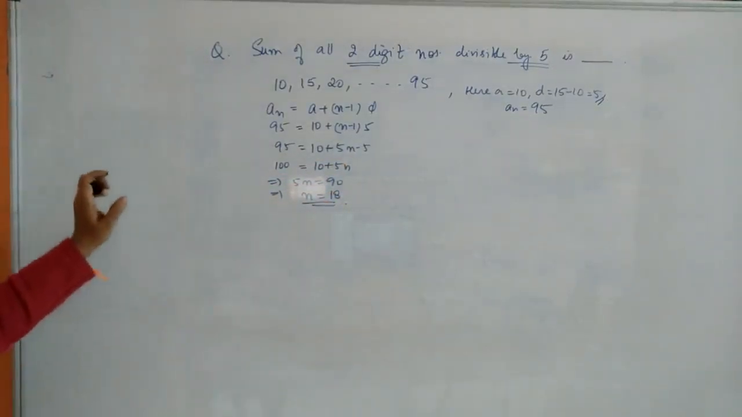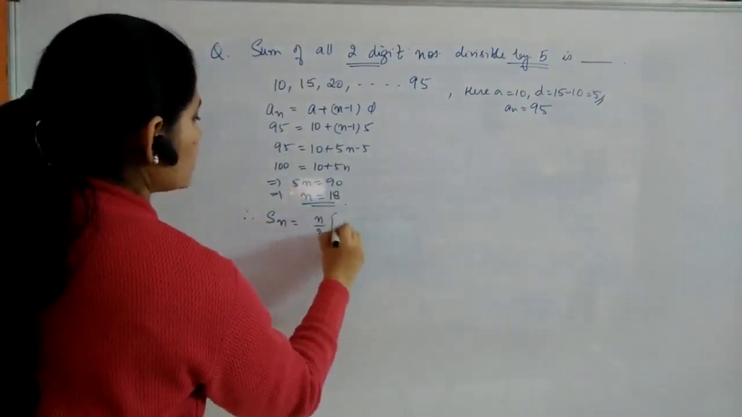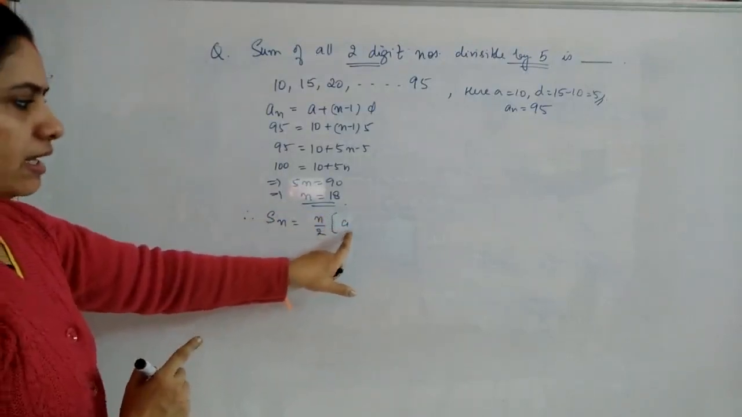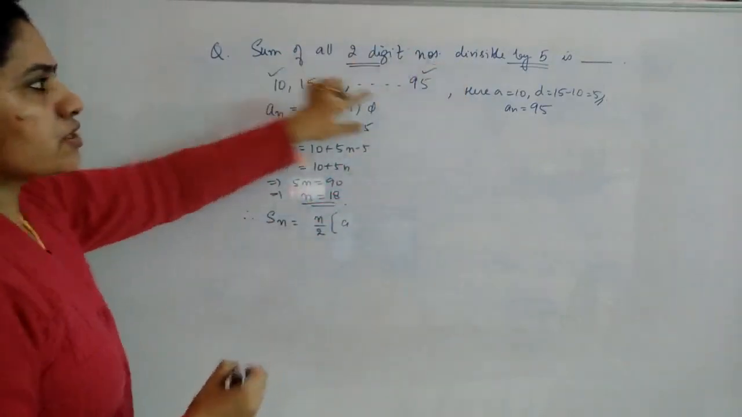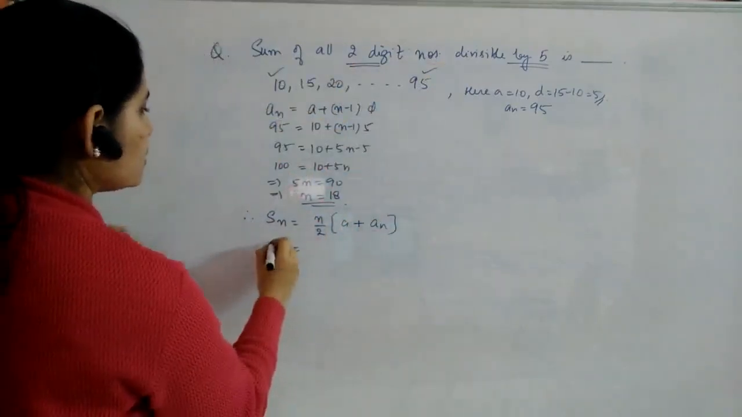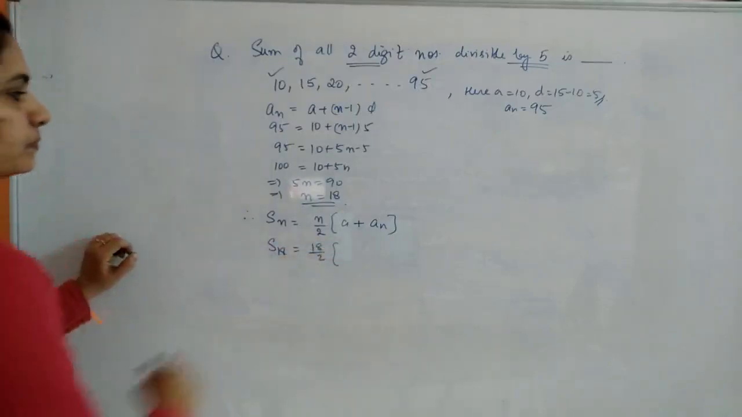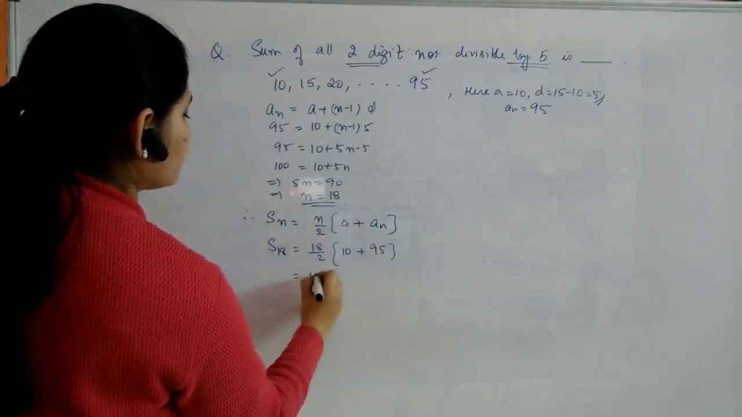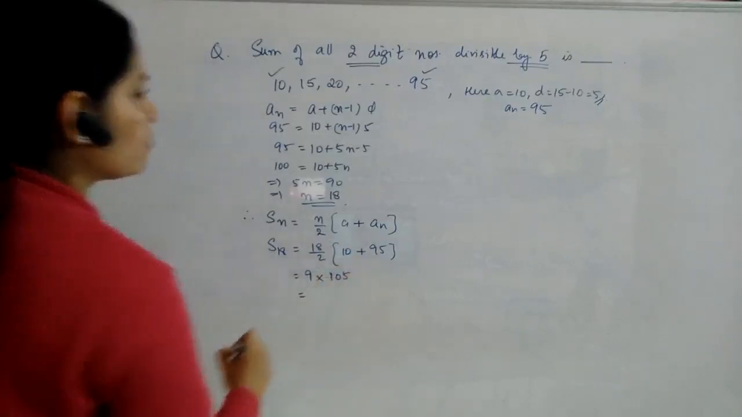Now, therefore, you know that Sn is equal to n by 2 into, you have two formulas, 2a plus n minus 1 into d, or a plus an. So here the convenience is to use a plus an because you know both the terms, first and last term. So we will use a plus an. And what is n equal to? So S18 is equal to 18 by 2 into 10 plus 95. So this is 9 into 105. How much are you getting?